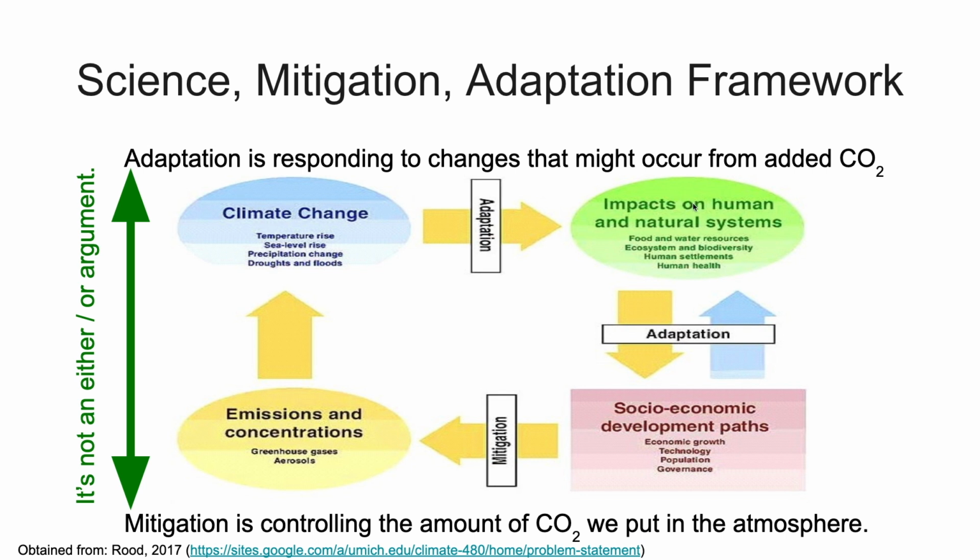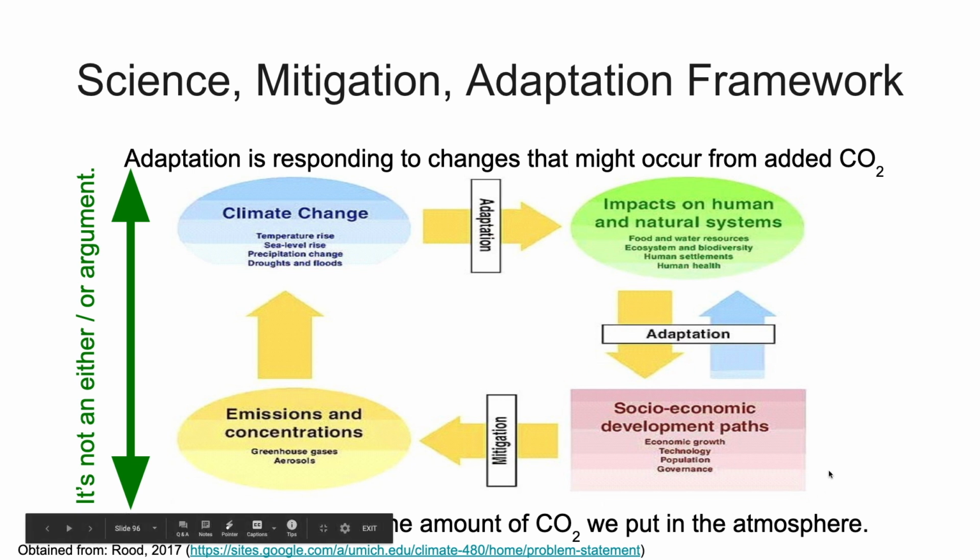And when we adapt to those, that changes our food and water resources, it affects our ecosystems and biodiversity, it affects human settlements with migration and disease and our general health. And because of these changes, we have to adapt, and this impacts economic growth and technology and populations and how we govern and interrelate with other people.